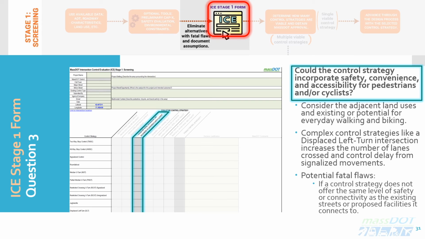A control strategy could be fatally flawed if it does not include design elements that provide the same level of safety, i.e. separation, or connectivity as currently available or proposed for the adjacent street network.